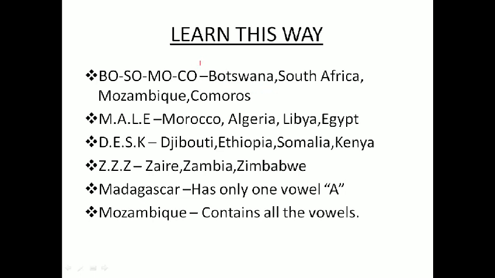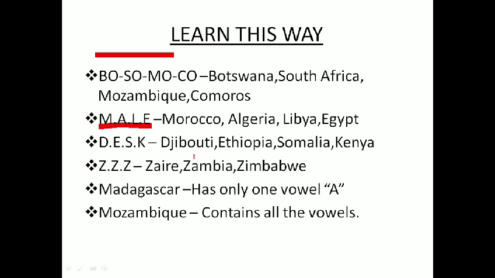Now, those who want their own tricks and techniques, these are my suggestions for how you could remember some more countries. If you want more, then this is for you. Learn this way: Bo Show Moko. Bo for Botswana, So for South Africa, Mo for Mozambique, and Co for Comoros. They are from left to right, or better to say, from west to east. So they are in sequence, they are not disorderly. MALE: Morocco, Algeria, Libya, and Egypt. So you can remember by this.